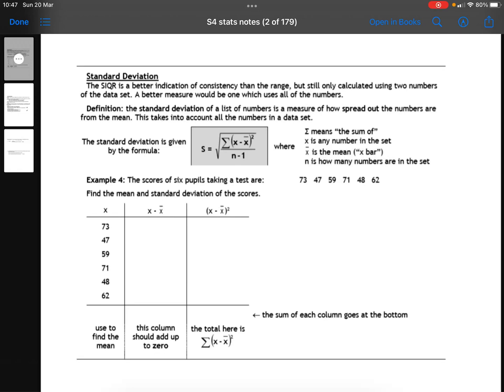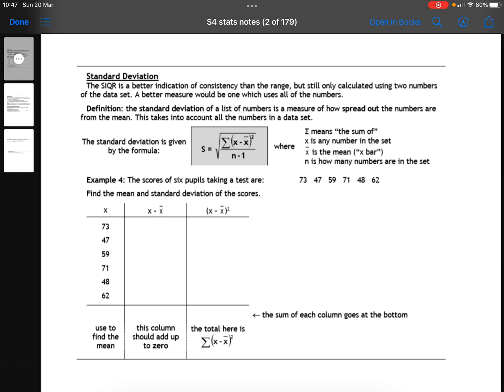Hi guys, so this video is going to be filling in the standard deviation notes that you were given out. So this will just take us through the last topic that we've got to do for the National 5 course, and it'll give us some questions based on calculating the mean and the standard deviation of a set of numbers.